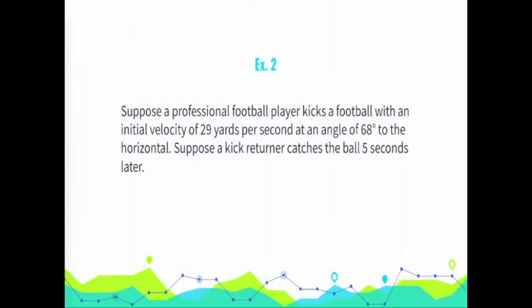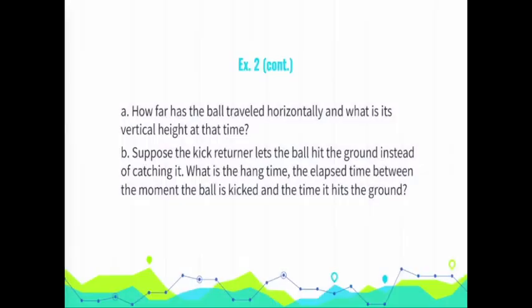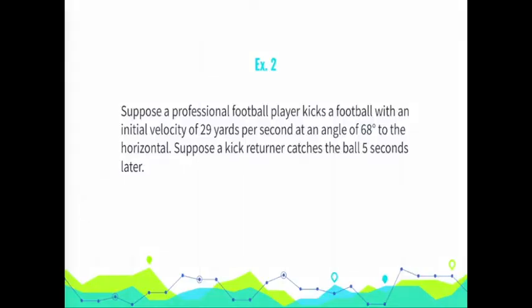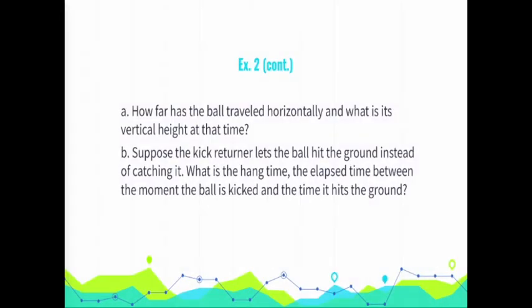Suppose a professional football player kicks a football with an initial velocity of 29 yards per second and an angle of 68 degrees to the horizontal. Suppose a kick returner catches the ball 5 seconds later. How far has the ball traveled horizontally, and what is the vertical height at that time? So 68 degrees, initial velocity of 29 yards per second, 5 seconds.